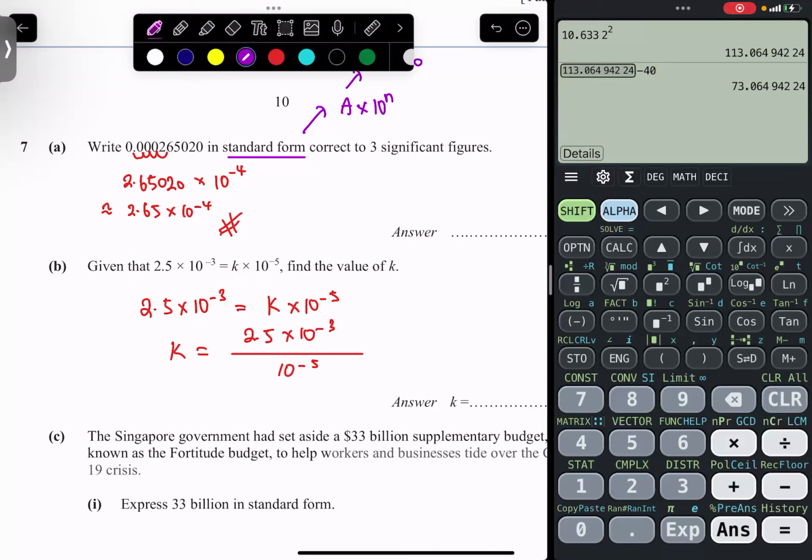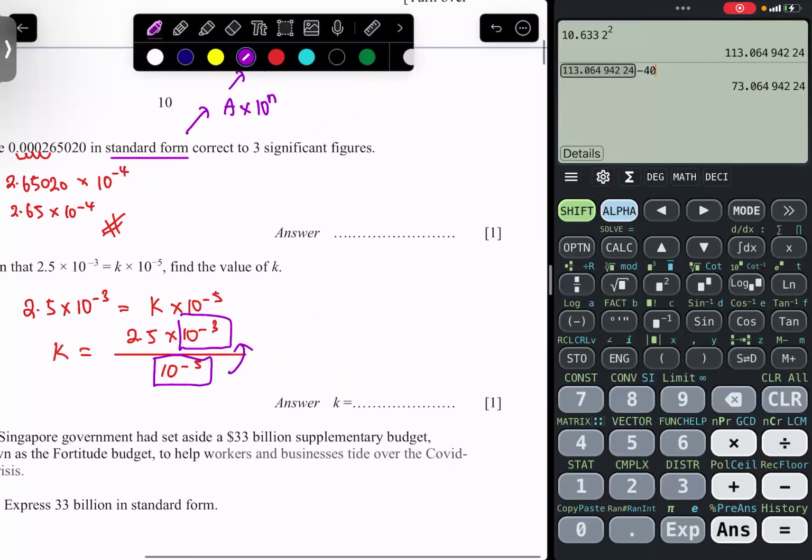Now let the indices deal with each other. 10 negative 3, 10 negative 5. For indices, a negative power goes above and becomes positive. So if you bring it up, k equals 2.5 times 10 to the power of negative 3 times 10 to the power of 5, which is 2.5 times 10 to the power 2, which equals 100. So 2.5 times 100, 250.